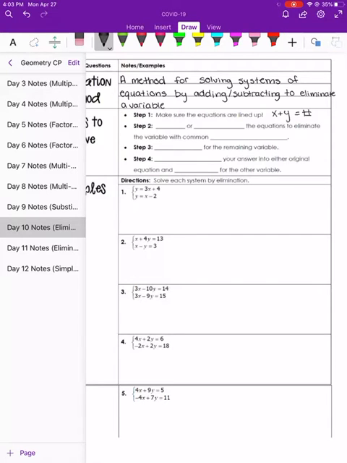Step two is to add or subtract the equations to eliminate the variable with common coefficients. Remember, coefficients are those numbers in front of the variables.